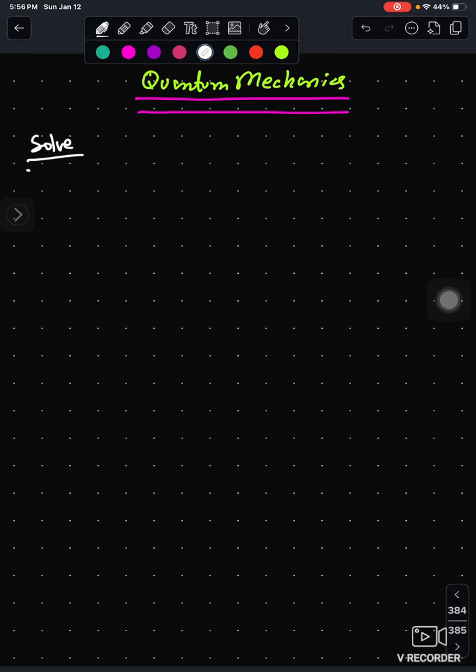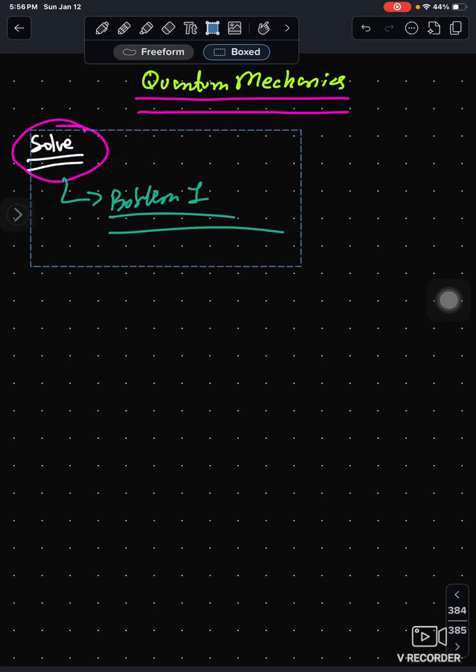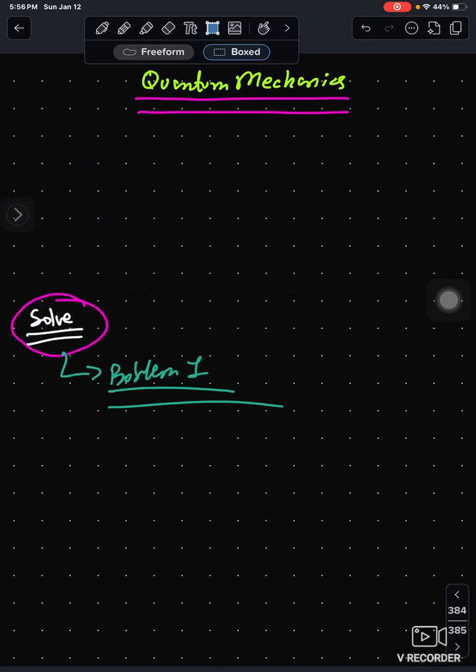We'll be solving maybe only two problems, because in quantum mechanics one problem is about one page. So, problem one. But before talking about the problem, the equations we will be using today are the famous equations which are used to define the potential well.